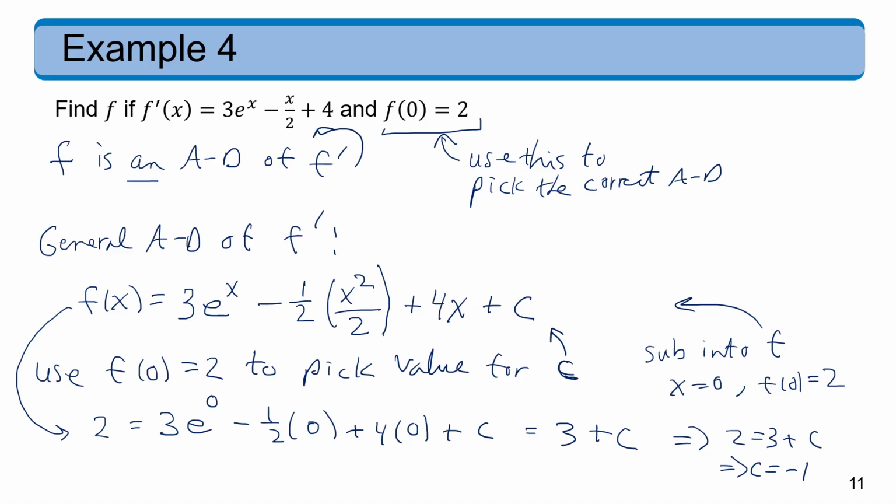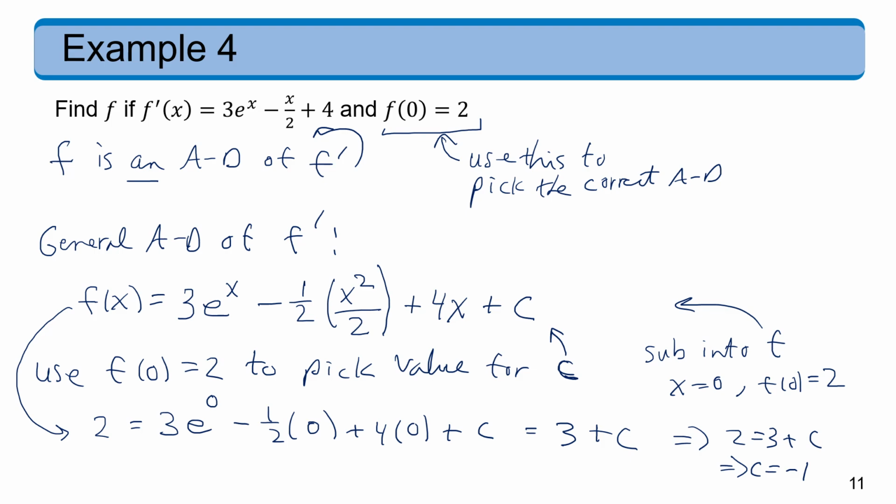Now we know the correct value for c to use in the function. We need to make sure, though, that we write the final answer clearly. In this problem, we were asked to find f, not find c, right? So you don't want to stop here where we said c is -1. They asked us to find f.